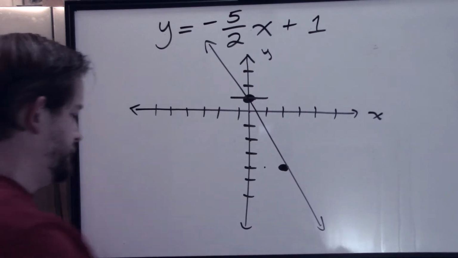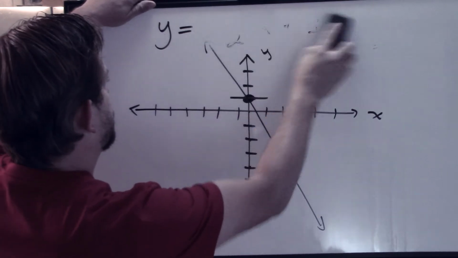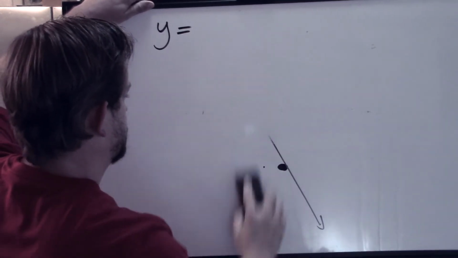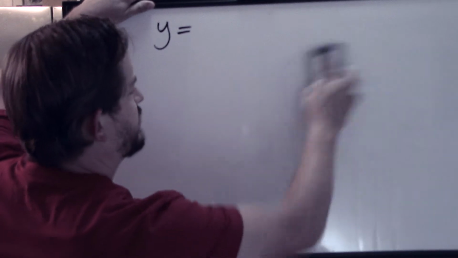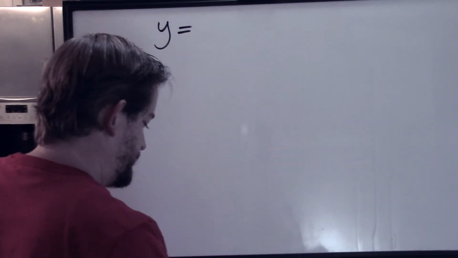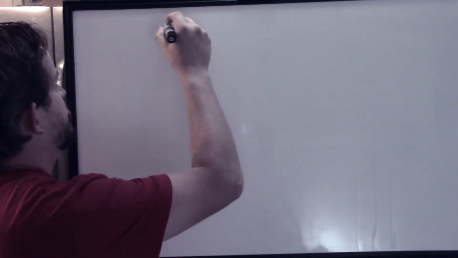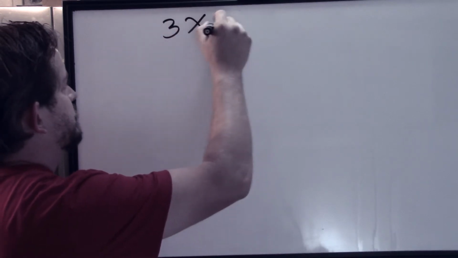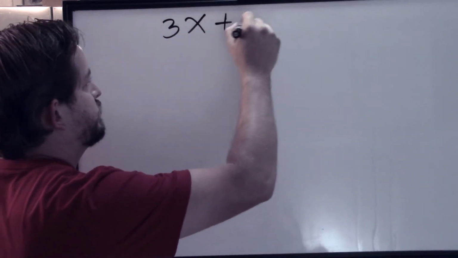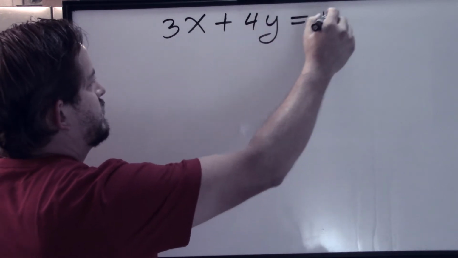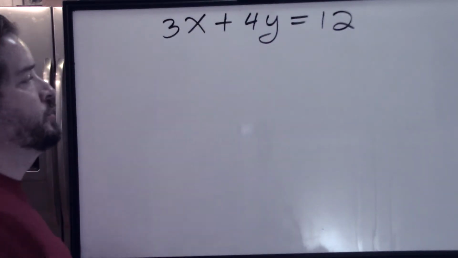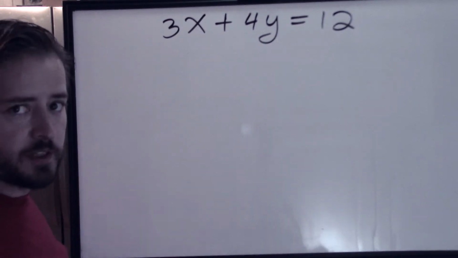Let's look at one more of those. I should probably stop erasing my axes. That's what takes the longest to draw here, but that's all right. Let's say that I don't have it in that form, and I want to still use the slope-intercept form to graph this. So let's say that I have something in standard form: 3x plus 4y equals 12.